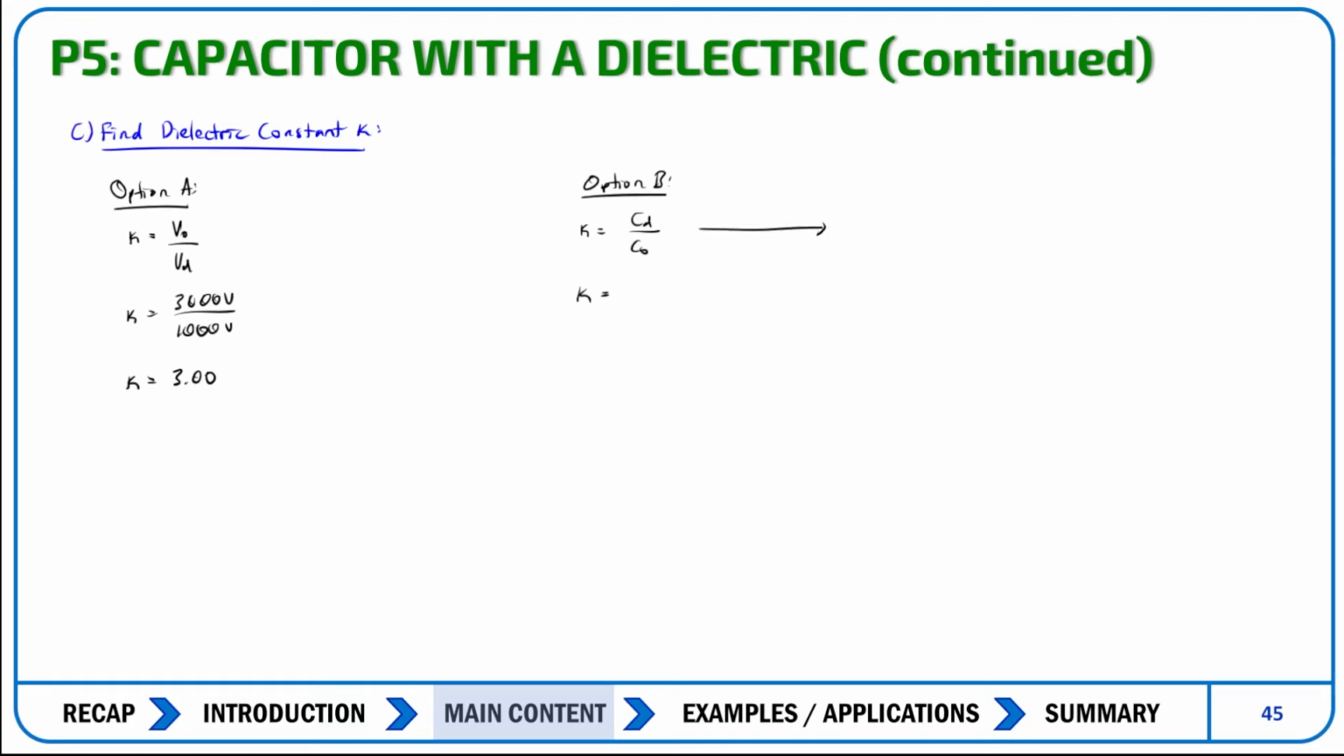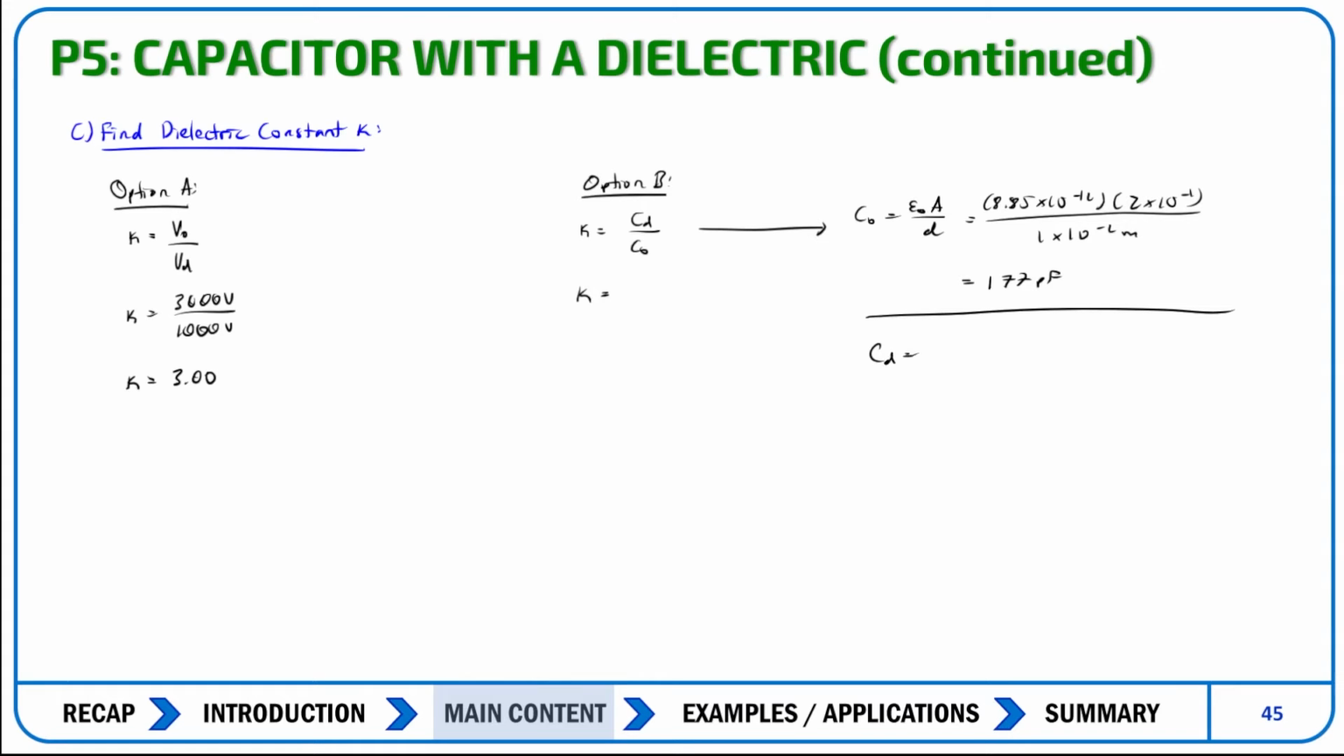So why don't we go off to the side? C naught is equal to epsilon naught A over D. We know that epsilon naught is 8.85 times 10 to the negative 12. Then you have 2 times 10 to the negative 1 meter squared, and then you have 1 times 10 to the negative 2 meters. And that gives you 177 picofarads.